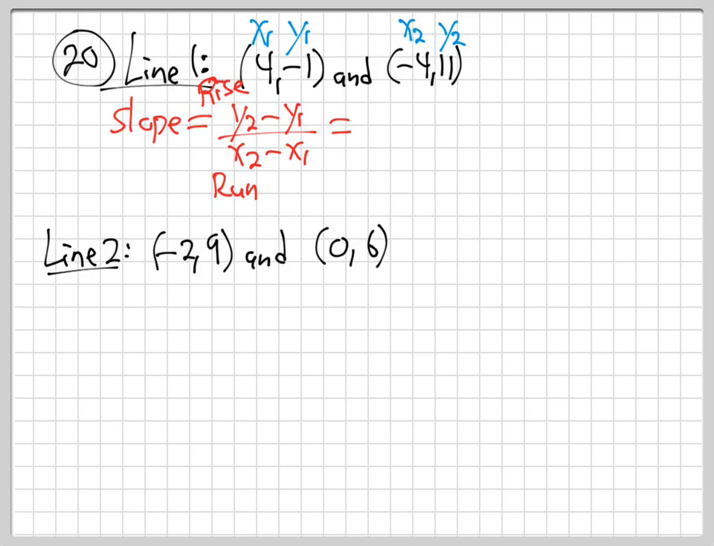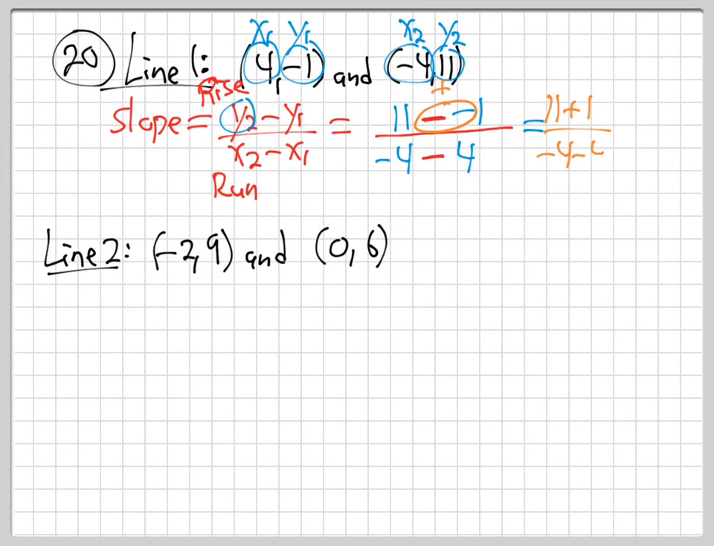So plug that in. Don't forget the built-in minus signs. That's going to be built into the formula, a couple subtractions. That's in addition to anything plugged in that's negative. So let's see what we got. y2 coming first. That's 11 minus y1, negative 1, over x2, negative 4, minus x1, 4. All right, double negative. Right there, positive. So it's 11 plus 1 over minus 4, minus 4. That's 12 over minus 8.